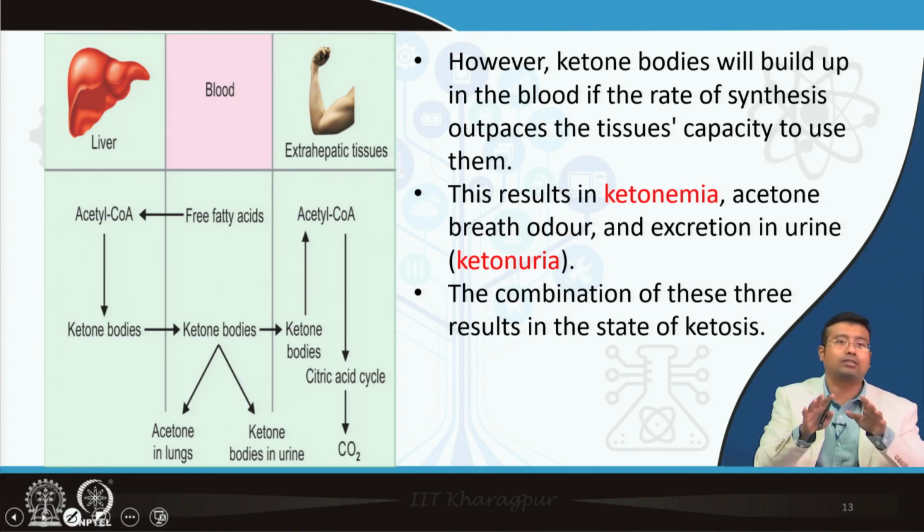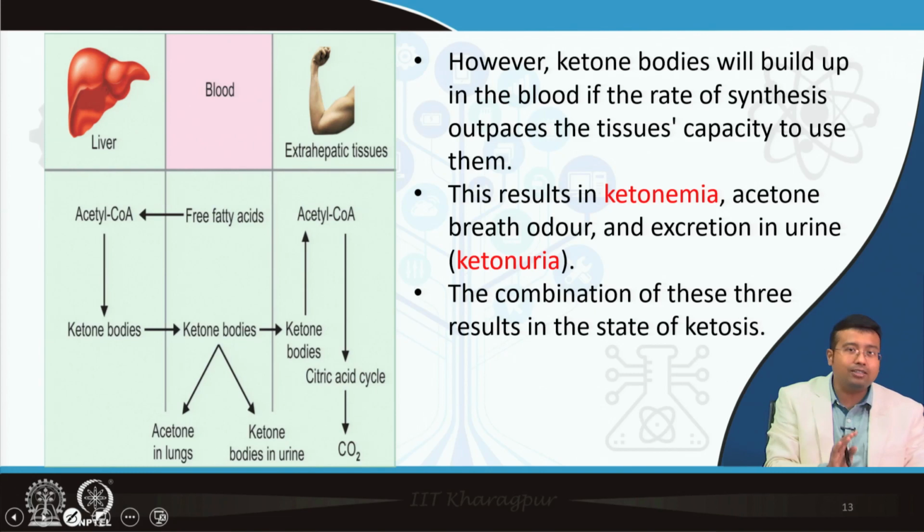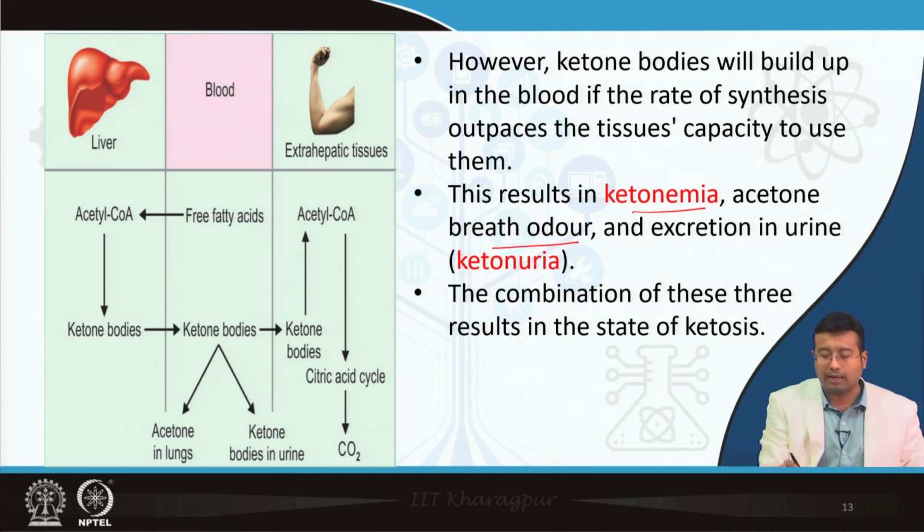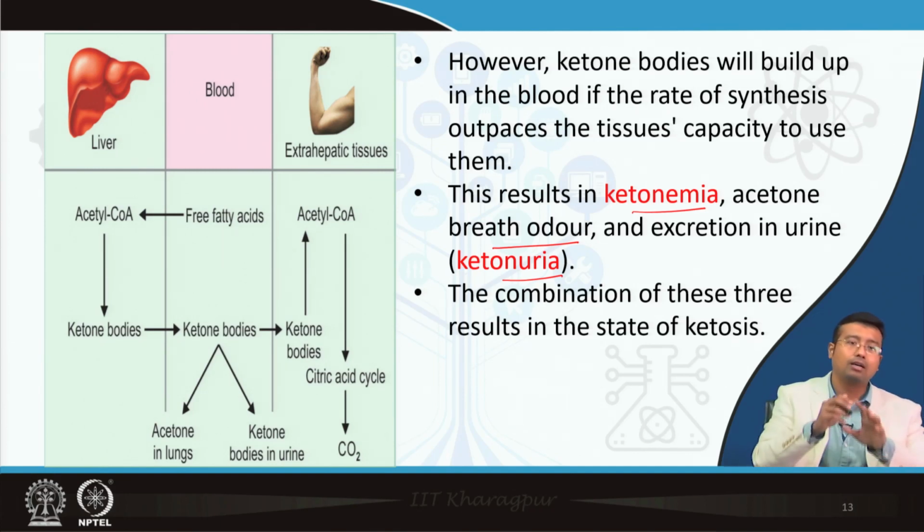Nail polish remover is one common household item where acetone can be found. Anyway, acetone, number one, rises in the blood, and that is known as ketonemia. Being volatile, the breath will smell of acetone. That is known as acetone breath. A sweet, fruity smell is found in the breath, and it is highly soluble in water, so acetone is also excreted in urine. The combination of these three, ketonemia, acetone breath, and ketonuria, that is excretion of ketone bodies in urine, together are known as ketosis or the state of ketosis, meaning all three are present.